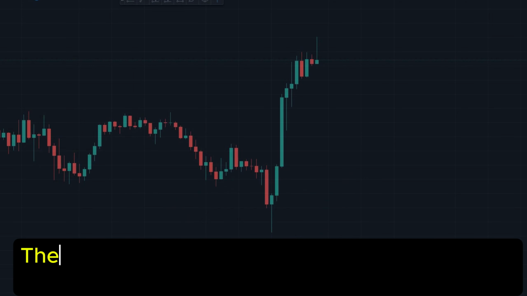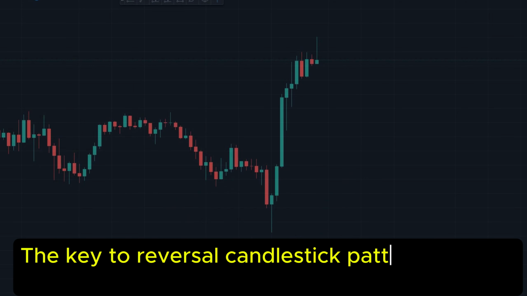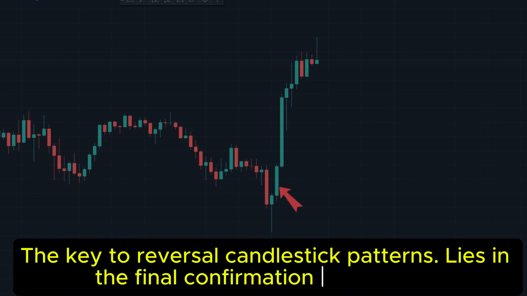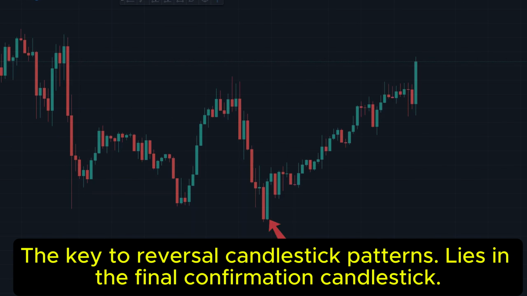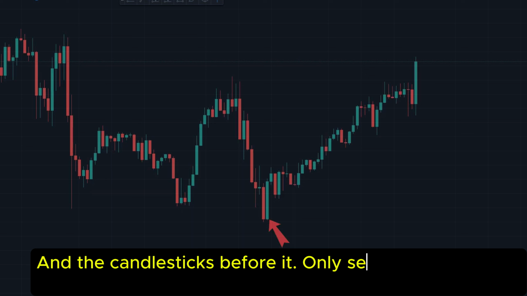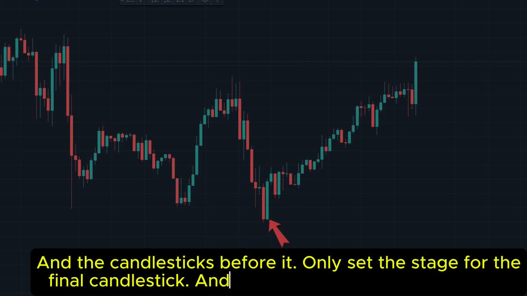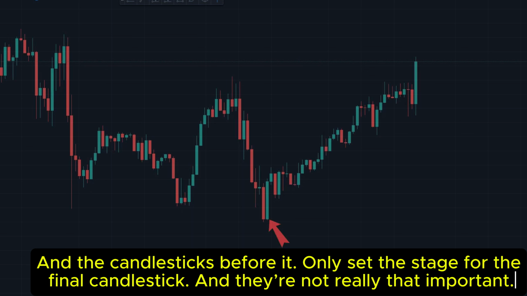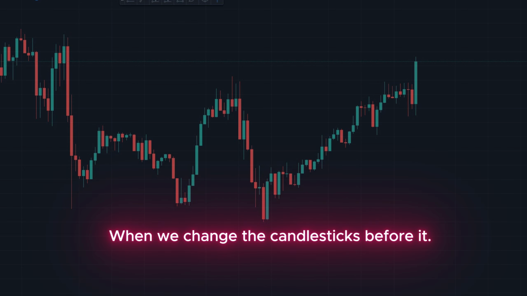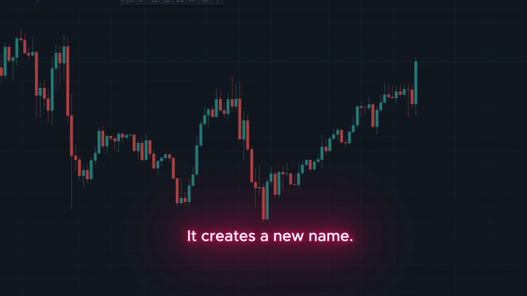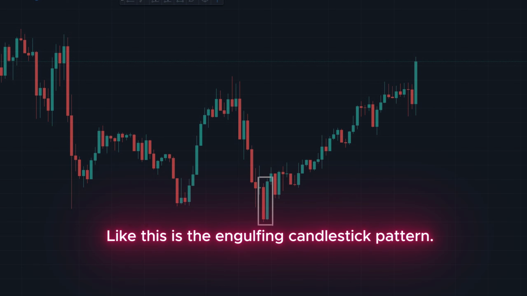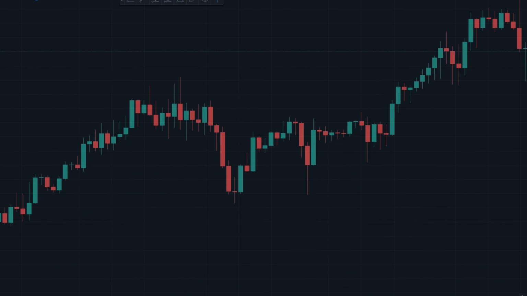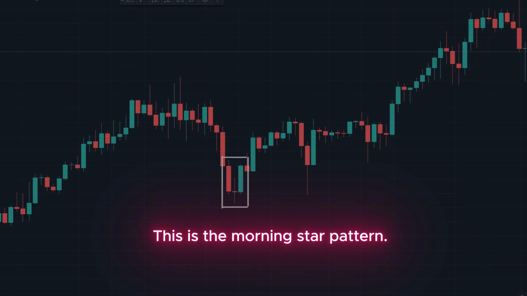As you can see, the key to reversal candlestick patterns lies in the final confirmation candlestick, and the candlesticks before it only set the stage for the final candlestick. And they're not really that important. But when we change the candlesticks before it, it creates a new name. Like this is the engulfing candlestick pattern. This is the morning star pattern.